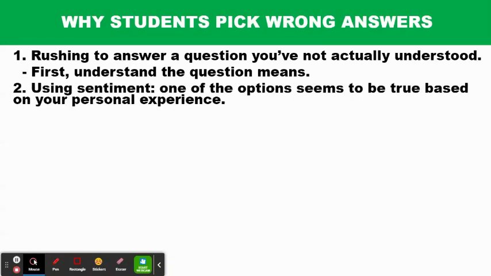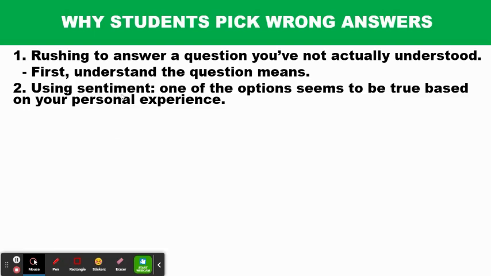Number two, using sentiment. For example, one of the options seems to be true based on your personal experience, but not based on the facts stated in the passage. When you bring an idea from outside the passage in providing an answer to questions that should be based on the passage, then you pick the wrong answer, even though that answer may be correct based on your knowledge of another situation outside what is stated in the passage. We are always asked to read the passage and carefully answer the questions that follow. The questions are on the passage, not on anything outside the passage.